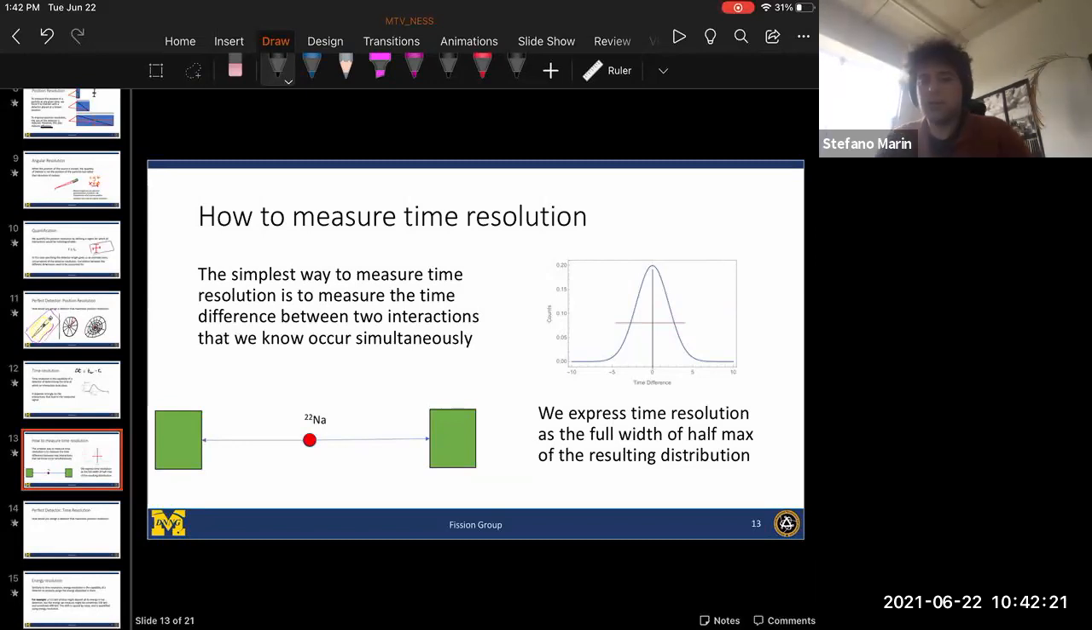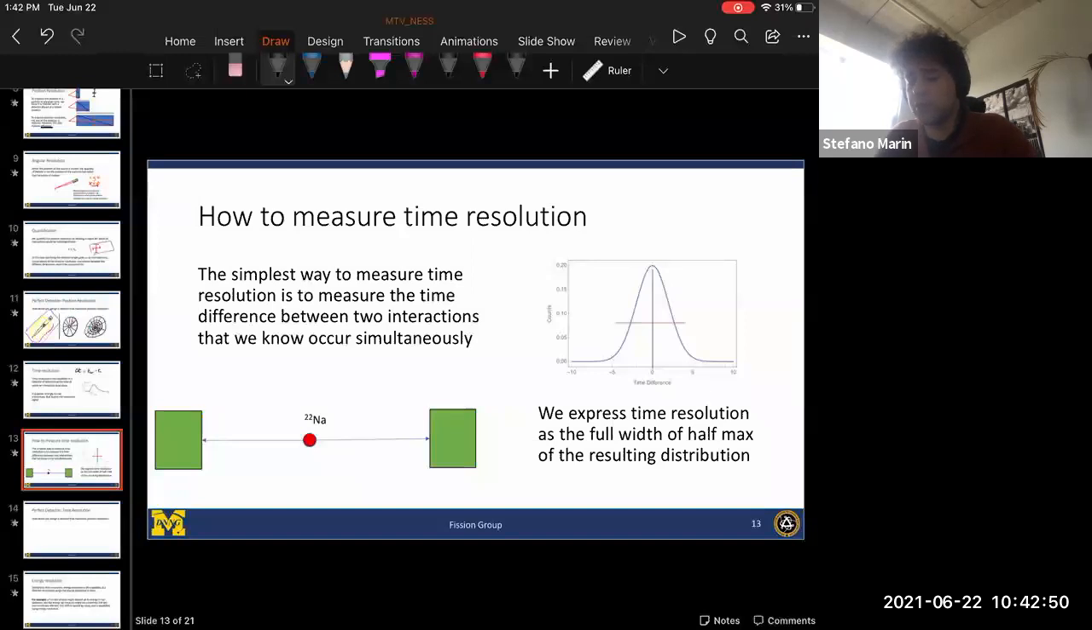So the best way to measure the time resolution is to know that two interactions take place at the same time. Well, this is not always something that we can know for sure, but we can approximate it. There are some reactions that always create particles at the same time. So for example, sodium-22 creates a positron, the positron decay or beta plus decay, that then decays into two gamma rays, and those two gamma rays are going to be created at exactly the same time, back to back.